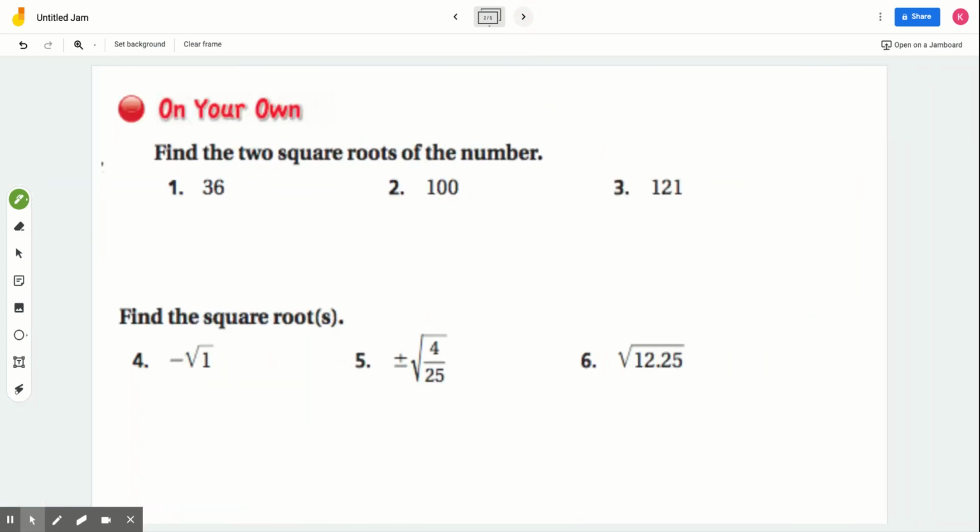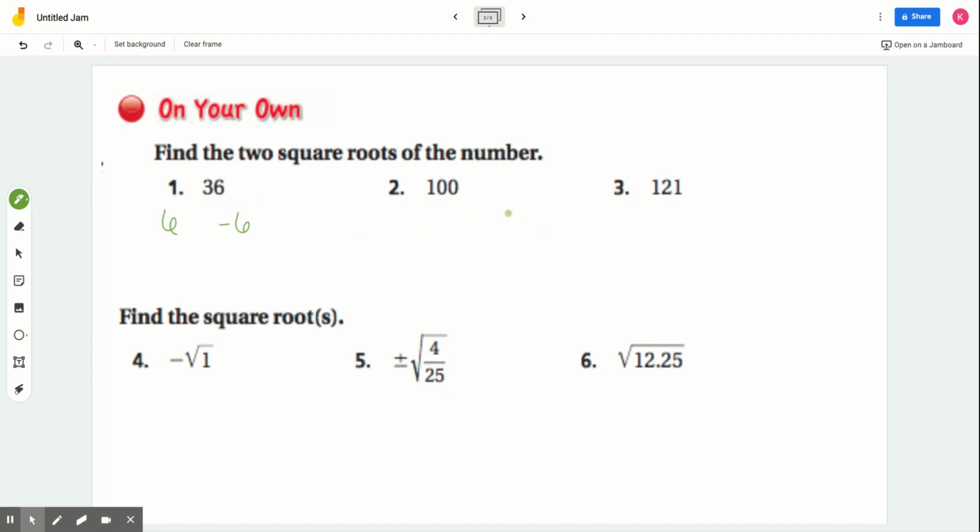Now we need to find the two square roots of the number. So we know that 6 times 6 makes 36. So one square root is 6. Now, another integer that when squared makes 36 is negative 6, because we know that when we multiply a negative times a negative, we get a positive answer.